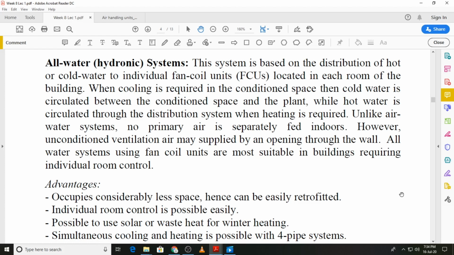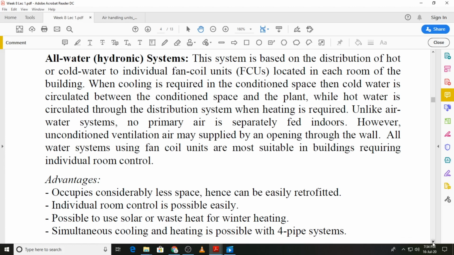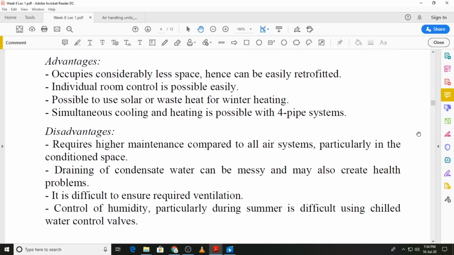These would work where you just require individual room control, and again they require less space and can be easily retrofitted. Individual room control is possible, and because in winter the temperature of the water required is not too high, we can also make use of solar or waste heat for that purpose. Simultaneous heating and cooling is possible with what is known as a 4-pipe system. That means there will be 2 coils, one which can carry hot water and the other which can carry cold water, whereas there is also another system, a 2-pipe system. So at one time you can provide either chilled water or hot water.